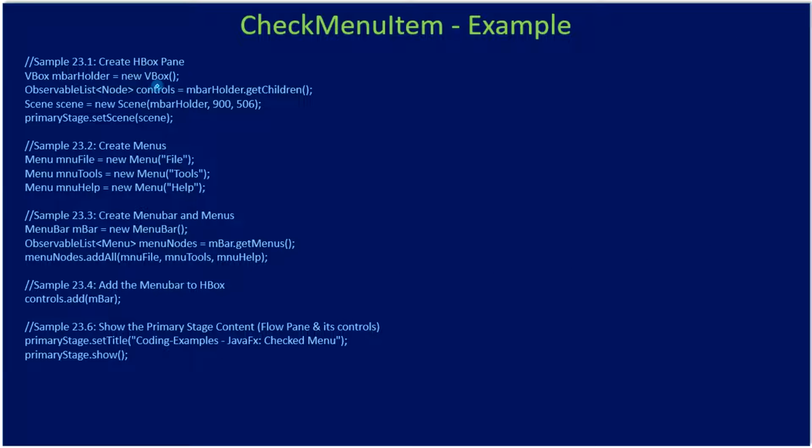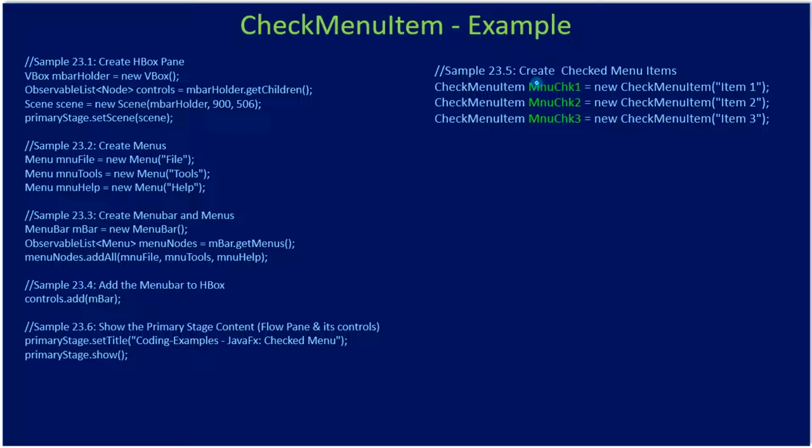So these are all from our previous code or previous video. Now here if you see, we are creating three check menu items. In the previous slide we said checked menu item, but it's not checked menu item, it's just a check menu item. Here is the caption. So we created three check menu items, and to the menu tools, getItems, addAll, we are passing all three instances.